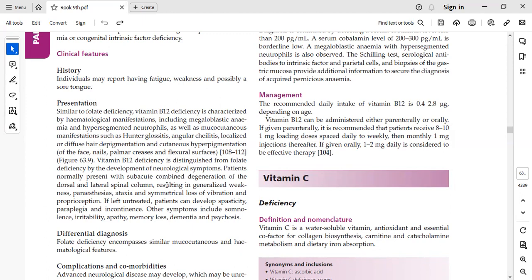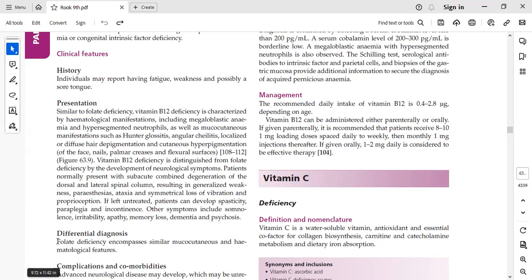And besides this, if it's untreated, this may even result in spasticity, paraplegia, and incontinence, and may also result in increased sleepiness, loss of emotions, and dementia, and even psychosis.